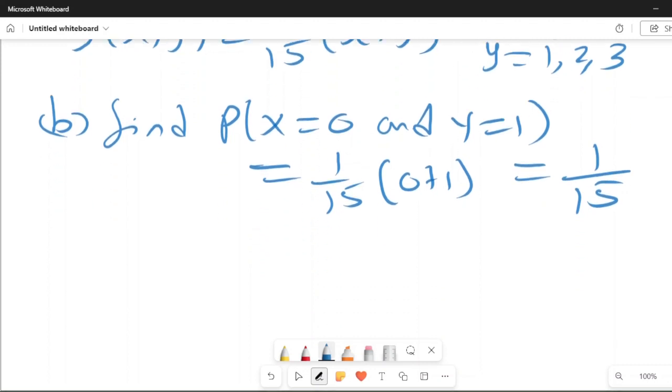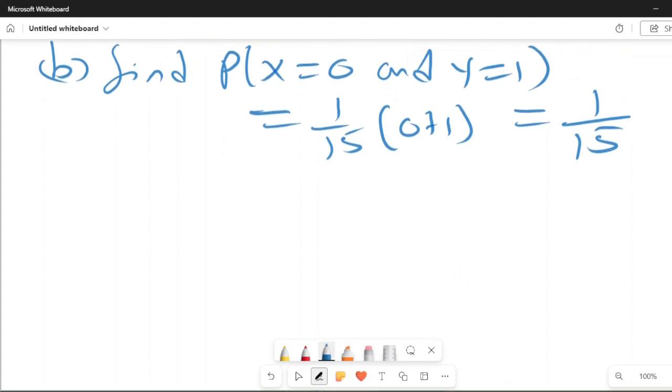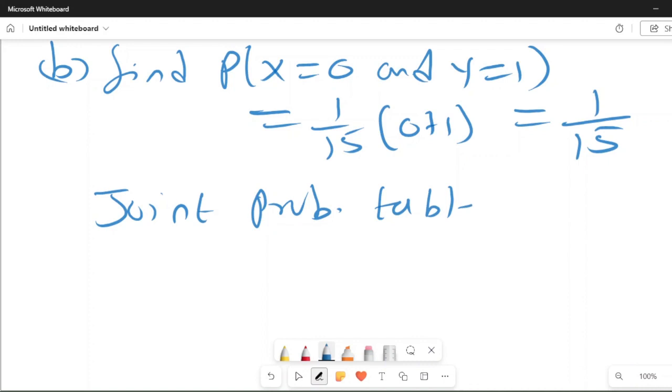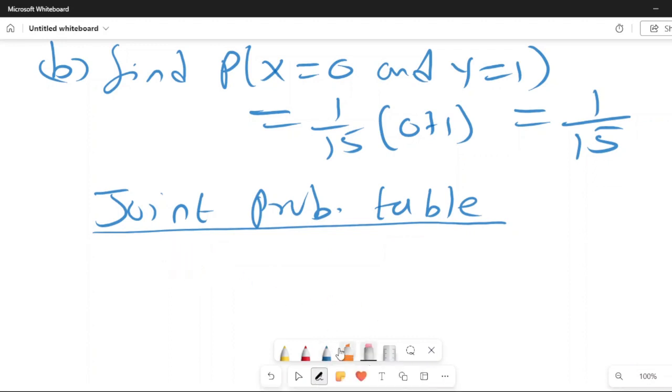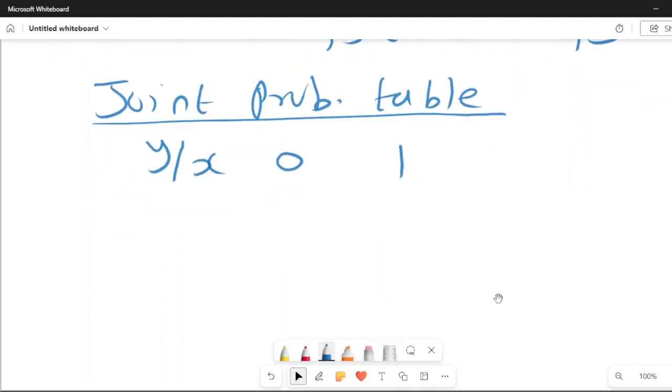What you could do is also come up with what we call a joint probability table, whereby you put down the values of x and the values of y. So allow me to interchange this, whereby I write y stroke x. X is 0 and 1, and y is 1, 2, and 3.